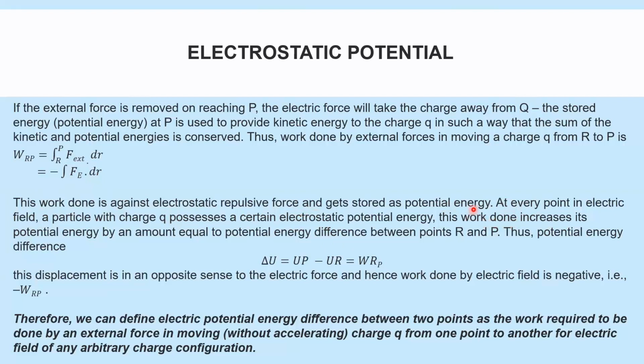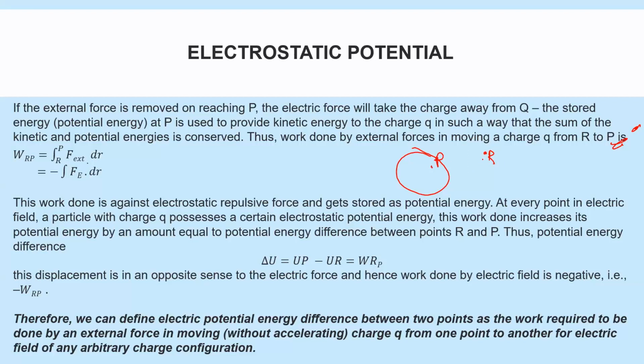So at every point in the electric field, a particle with charge q will possess a certain electrostatic potential energy. Because of the work that is being done, it will increase its potential energy by an amount equal to the potential energy difference between points R and P. The electric field is present everywhere, so a particle with charge q will already possess an electrostatic potential energy when it is being brought from R to, say, P here.